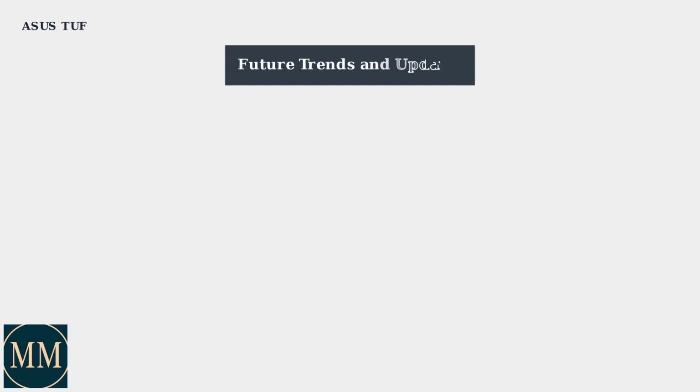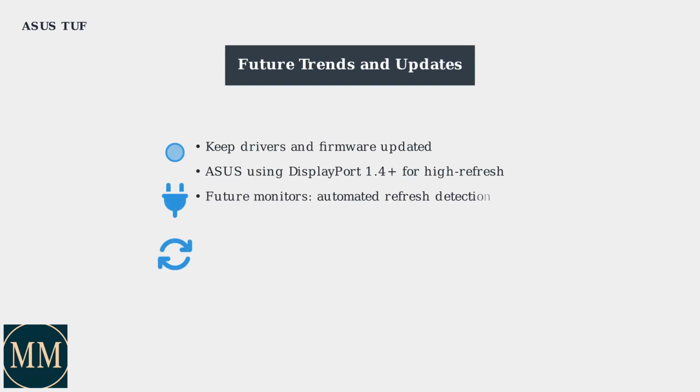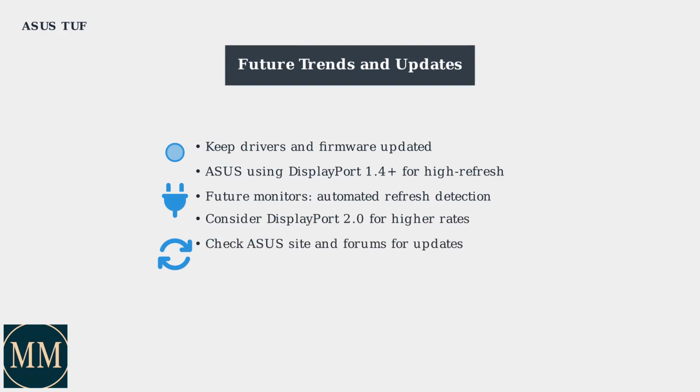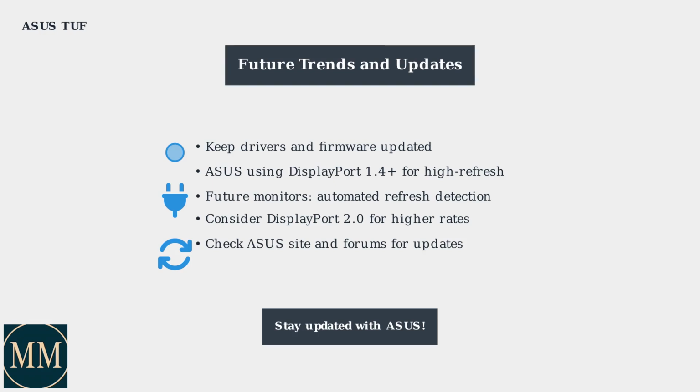Looking ahead, future trends in ASUS TUF monitors focus on better automation and higher standards. Keep your drivers and firmware updated to avoid compatibility issues. As of 2025, ASUS is increasingly using DisplayPort 1.4 Plus for high refresh setups, providing more reliable high hertz performance. Future monitors will likely feature more automated refresh rate detection, reducing the need for manual troubleshooting. Consider upgrading to DisplayPort 2.0 for even higher refresh rates up to 240 Hz or beyond.